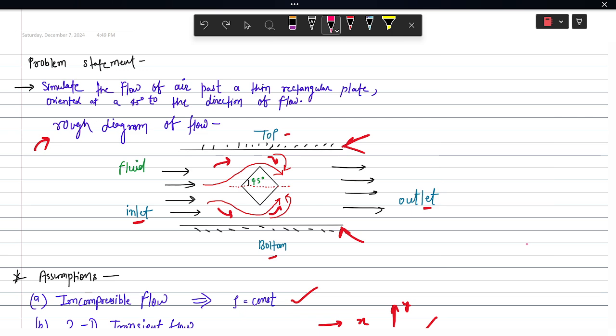Today I will explain how to solve a flow problem using OpenFOAM. We will study the flow of air past a thin rectangular plate, which is at a 45-degree angle to the flow. First of all, I want to explain the rough diagram of the flow, which you can see here.